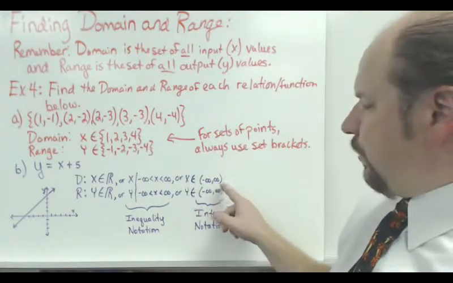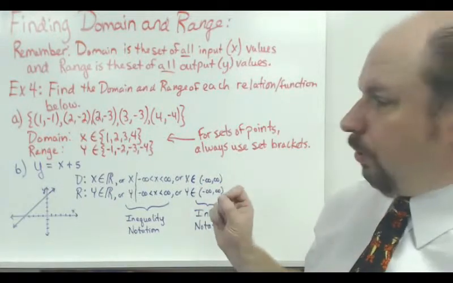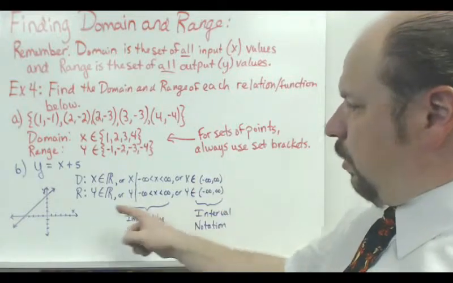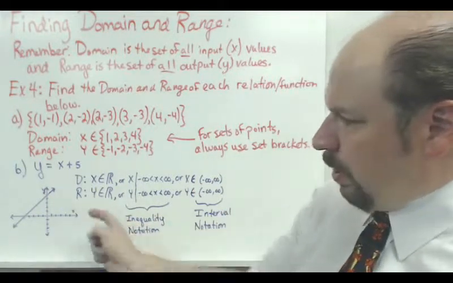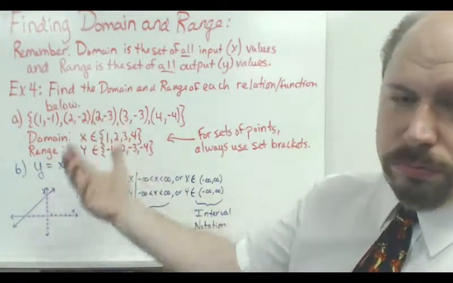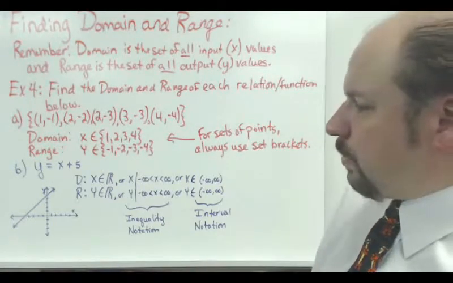And notice the soft brackets here, or parentheses. I'll show you another symbol that we might use there in just a second. Okay, and for our range, our y values, if we put in some x value, we can put in any x value and we will always get some other y value out.